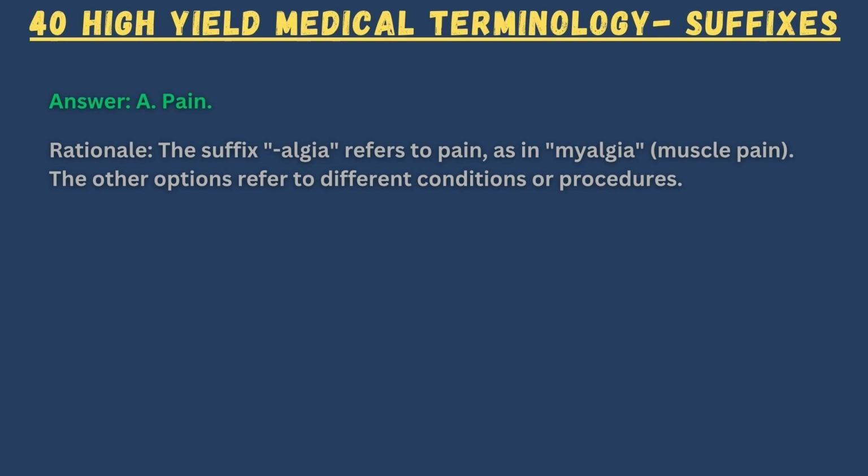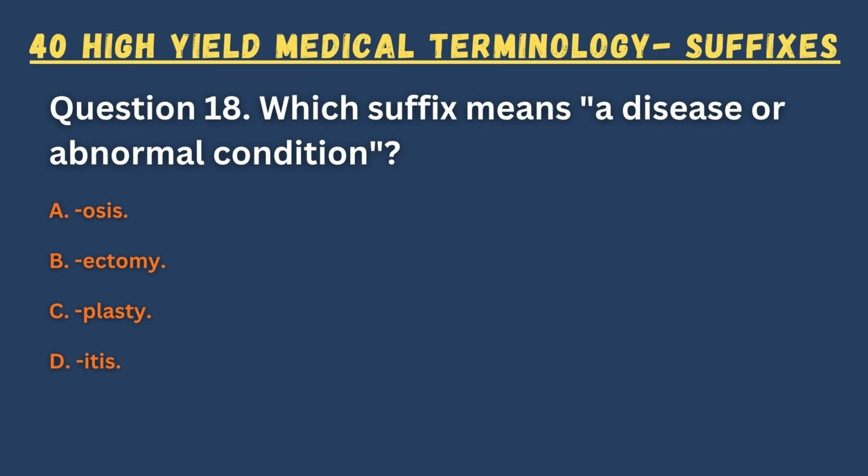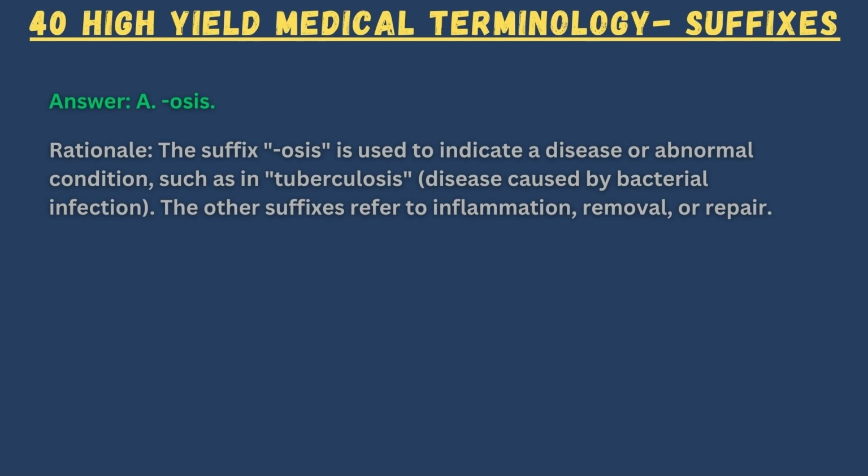Pain. Rationale: the suffix algia refers to pain, as in myalgia, muscle pain. The other options refer to different conditions or procedures. Question 18. Which suffix means a disease or abnormal condition? A. Ossis. B. Ectomy. C. Plasti. D. Itis. Answer: A.